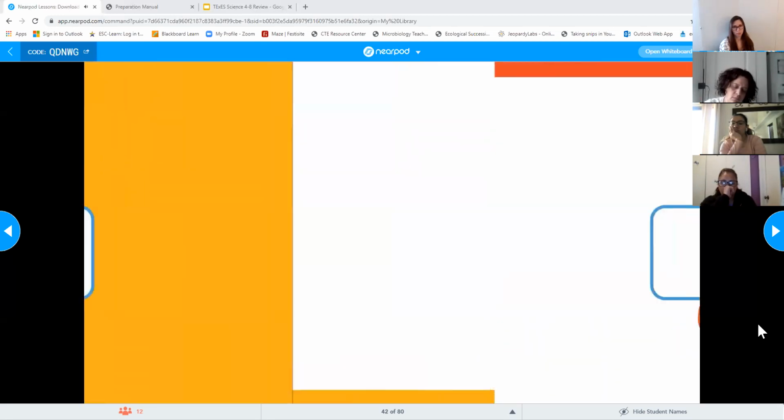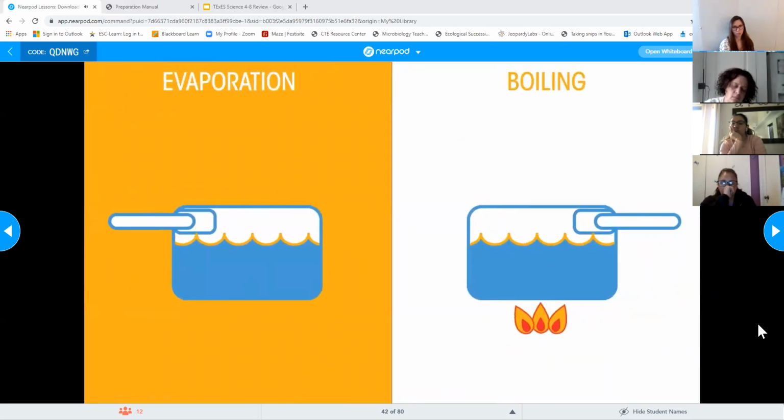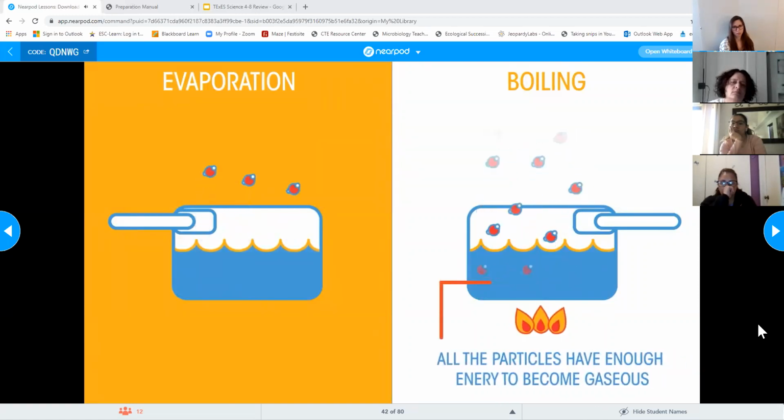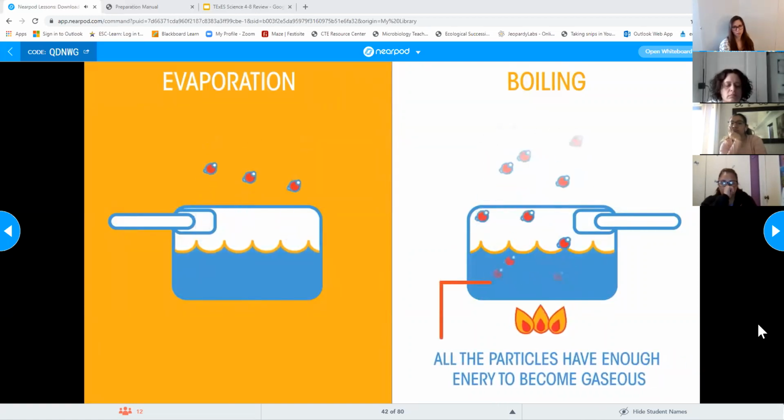Do you know the difference between evaporation and boiling? Both are when a substance transforms from a liquid to a gas. Think of a boiling pan of water. All of the water bubbles. This is because all of the particles have enough energy to become gaseous.